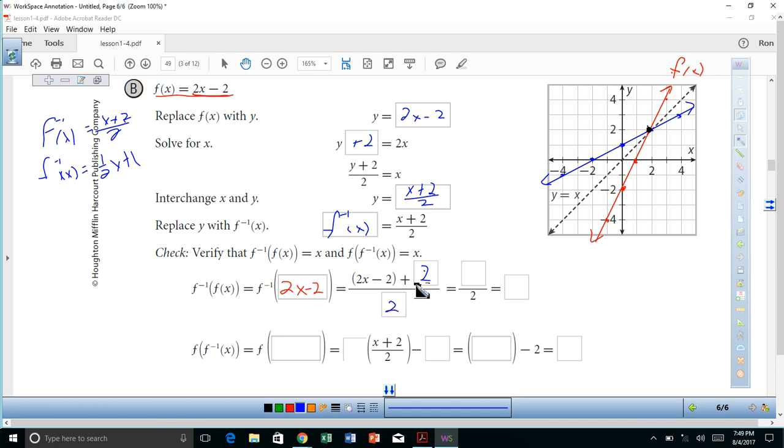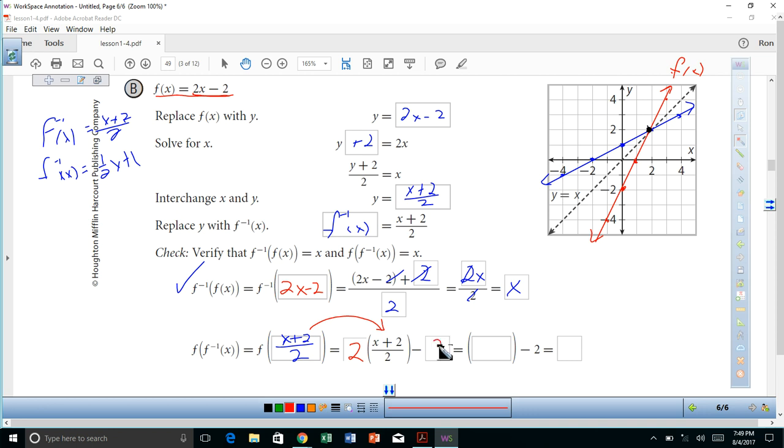All right, good. Now what can we do here? Negative 2x plus 2x, those are going to cancel out, and we're left with 2x over 2. The 2's cancel out, and you're left with x. So that worked. Now let's try the other. So we have f of the inverse of f of x. Well, what is the inverse of f of x? That is (x plus 2) over 2. So we're going to put that in for the x right there.